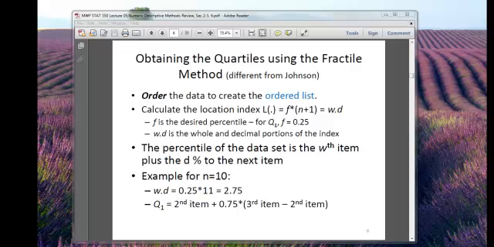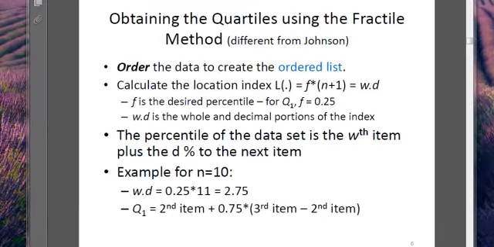Welcome back. In this audio, we're going to learn about obtaining the quartiles using the fractile method, which is different from the method we have in our book by Johnson. We're going to order our data, but there's just going to be a small variation.